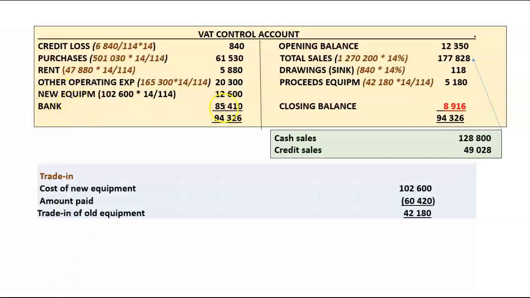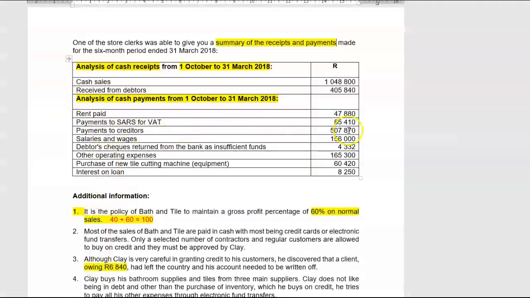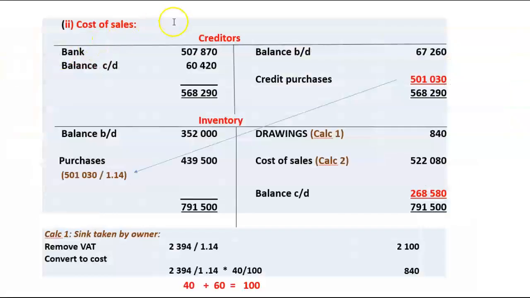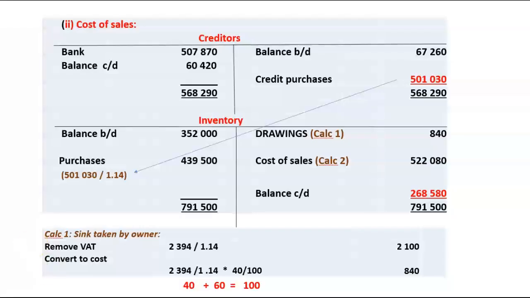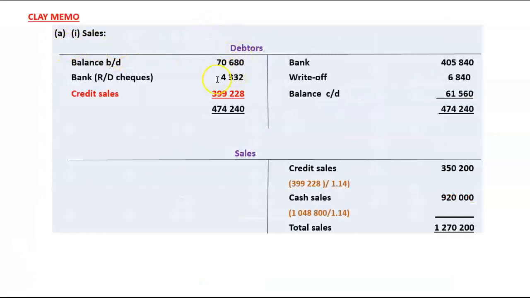Here it is, bank, 85,410. Then payments to creditors, 507,870. So we go to our creditors account on the debit side, bank, 507,870. Salaries and wages we're not interested in. Debtors' checks returned from the bank as insufficient funds. So our entry would have been credit bank and debit debtors with 4,332. So on the debit side of our debtors account, 4,332.